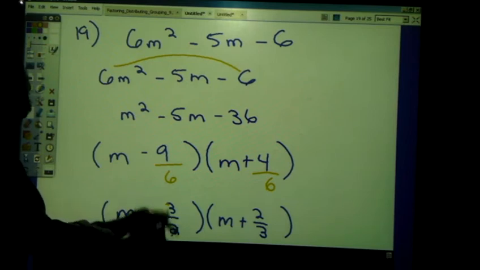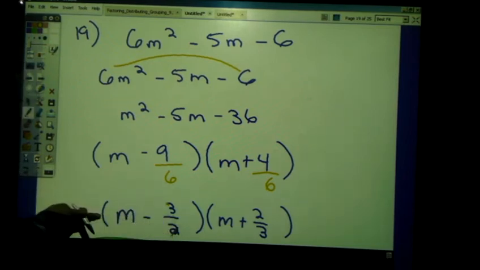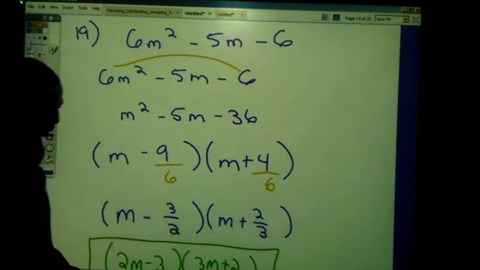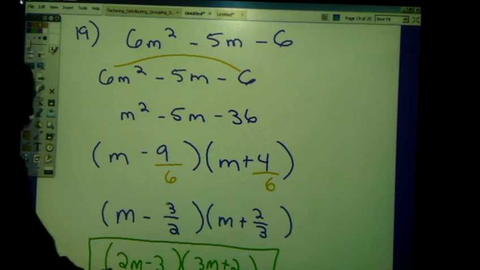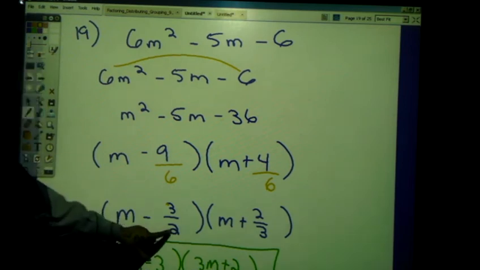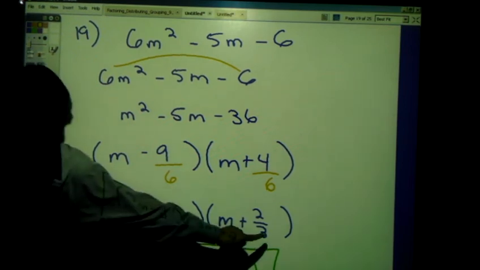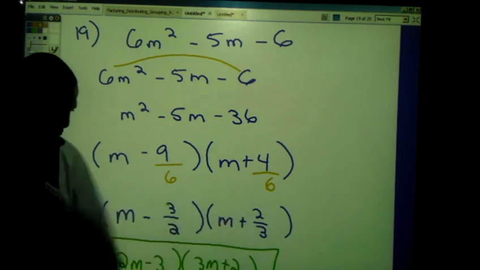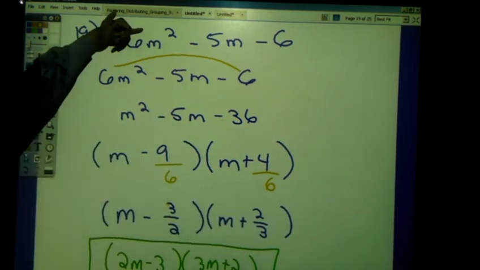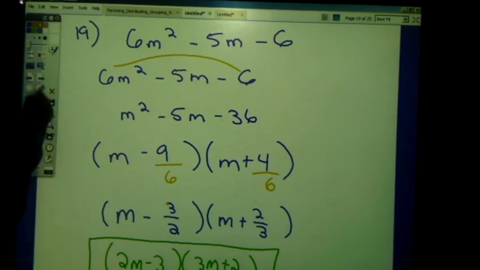Now, if you can't divide it evenly, you just put it in the front. So this 2 goes up front, so this should be 2m minus 3. And then this 3 goes up front. This should be 3m plus 2. So our final answer: 2m minus 3, 3m plus 2. If you multiply this out, you get the original problem.